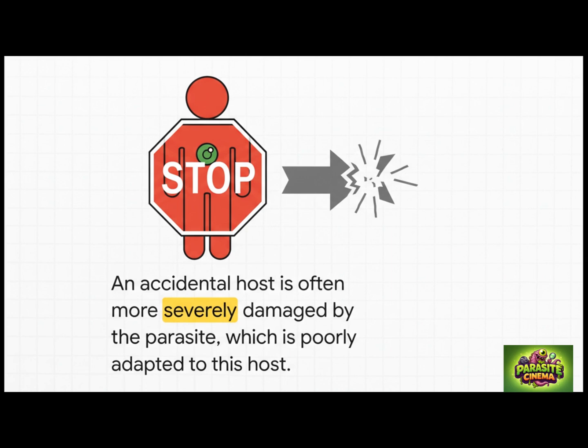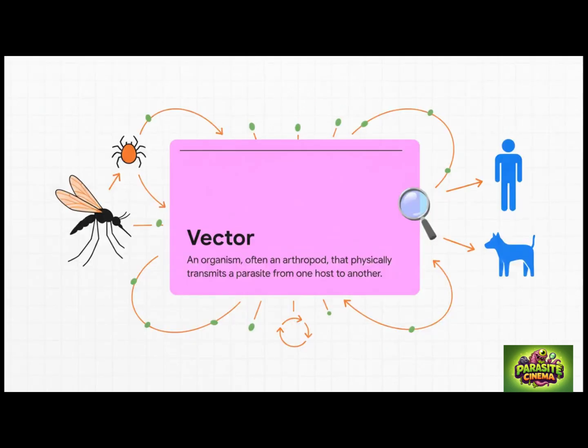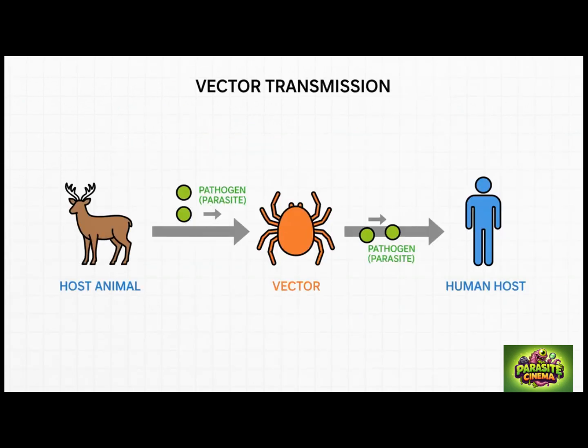The life cycle is officially broken. And finally, our 4th character, the vector. Think of this as the parasite's personal delivery service. It's an organism that physically carries the parasite from one host to the next. The classic example, of course, is a tick.